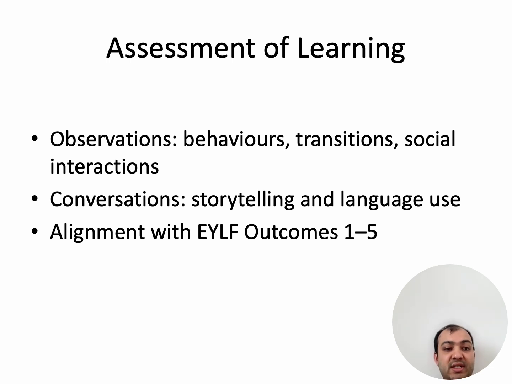And the conversations. So the children's reflection and storytelling participation directly linked to the outcomes. The outcome one is identity, the second one is community, the third one is well-being, the fourth is learning, and the fifth one is communication. So what we can see from outcome one is that the children expressed preferences, linked the story to family experiences, and used home language words.